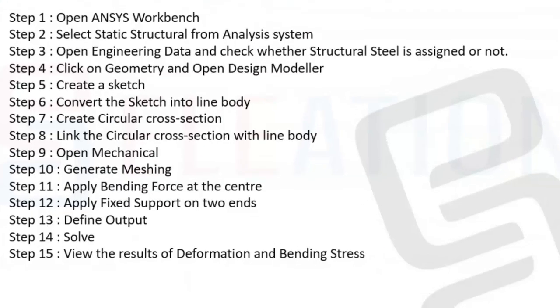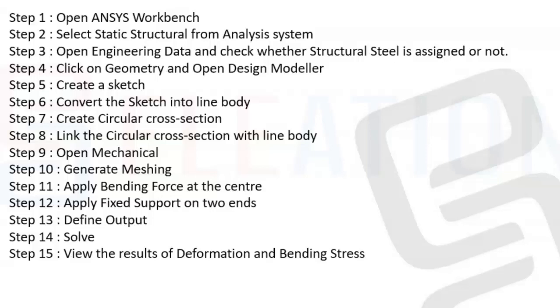So again, today I am going to show you all these steps and then we'll perform them in ANSYS Workbench. We'll open ANSYS Workbench, select static structural, open engineering data and check whether structural steel is assigned or not. Click on geometry and open design modeler. Create a sketch, convert the sketch into a line body, create a circular cross section and link it to the line body. We'll open mechanical, generate the mesh, apply bending force at the center, apply fixed support at two ends, define output, solve the file and view the results.